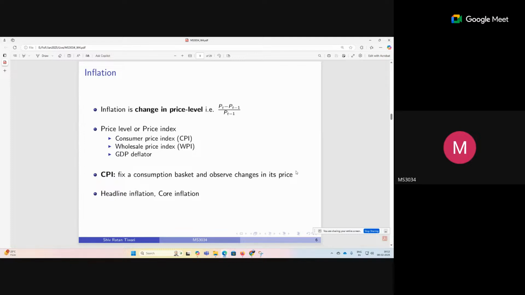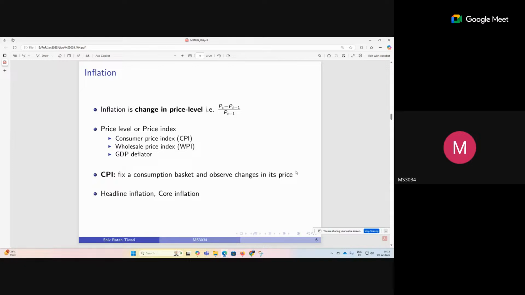And why is inflation important? Because it impacts the buying power of your money. Inflation simply gives by how much the prices are rising in the economy. So if inflation is very high, then your money is valued less in the given period. Okay, so this is clear.